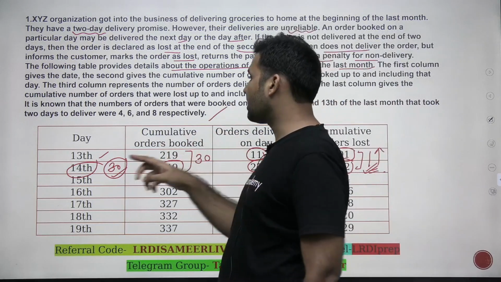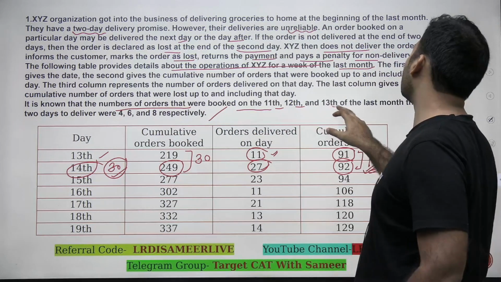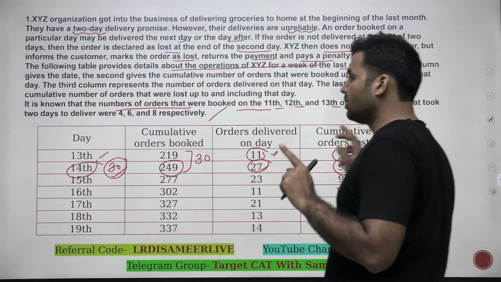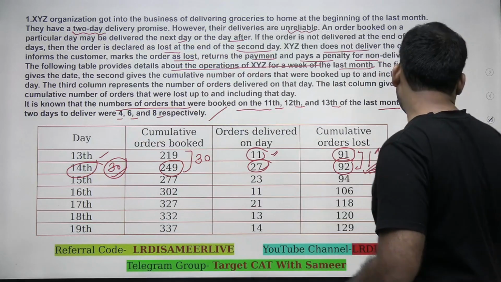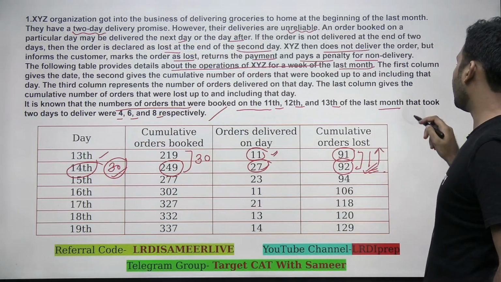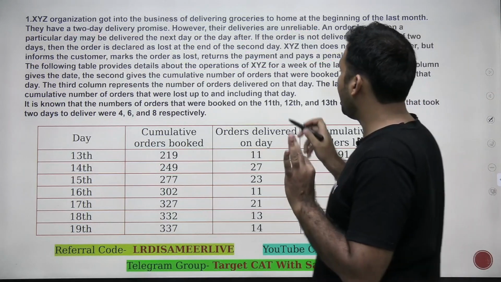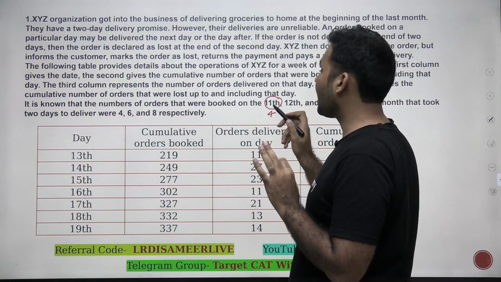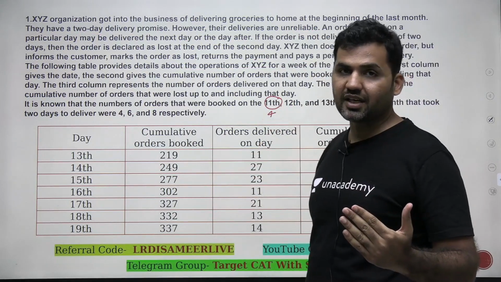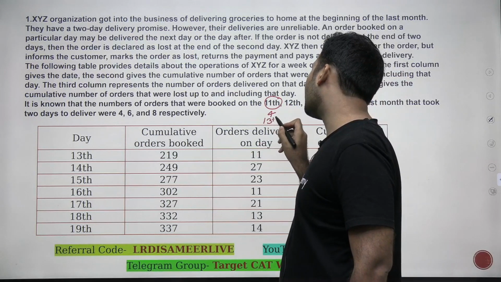That's something that you need to find out to answer all the set. And there's an information here. It is known that the number of orders that were booked on 11th, 12th, and 13th of the last month that took 2 days to deliver were 4, 6, and 8. That means all the orders that I am placing on 11th, out of all the orders that I have placed on 11th, 4 orders have taken 2 days delivery time. That means these 4 orders must be delivered on 13th.